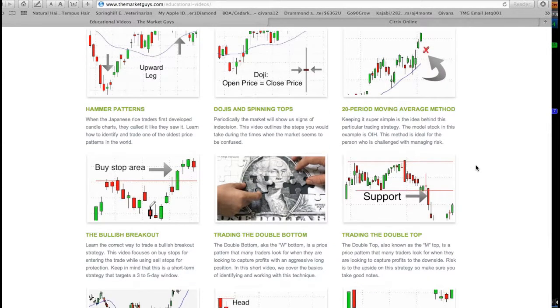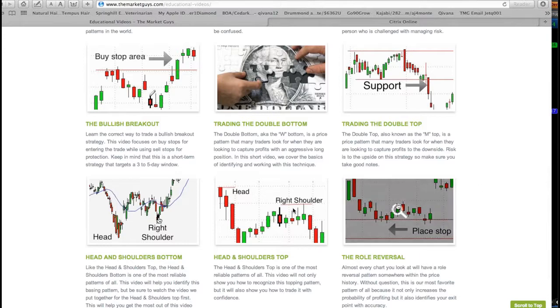The roll reversal right here is something you definitely want to study. This will be the best 3 minutes of education you're going to get, because it explains in detail what a roll reversal does, and more importantly, it shows you how to use the roll reversal as a defensive strategy as well as an area to enter the market. You can pick your entry points as well.